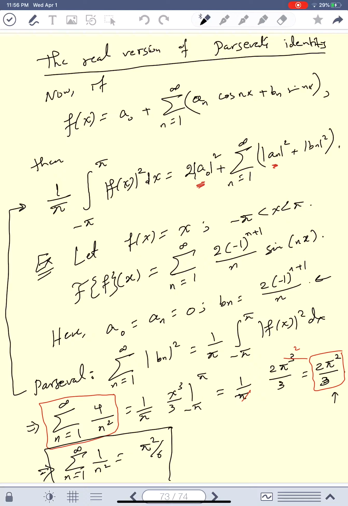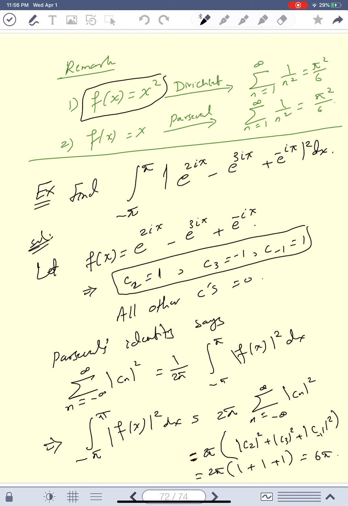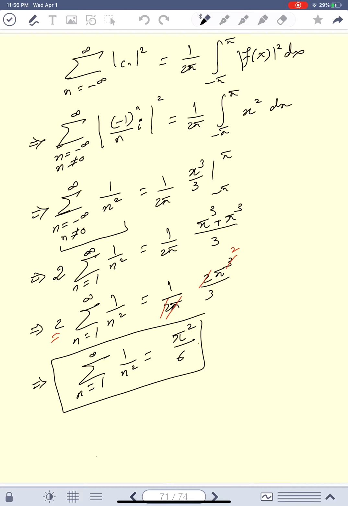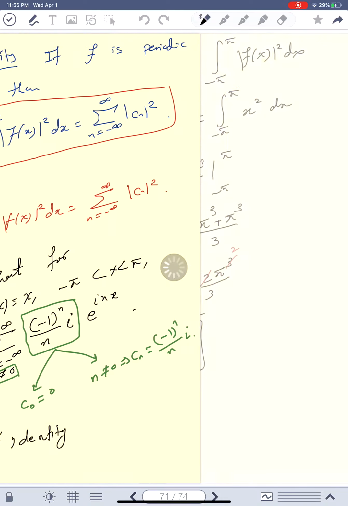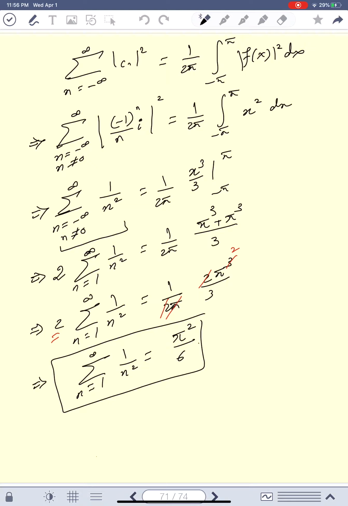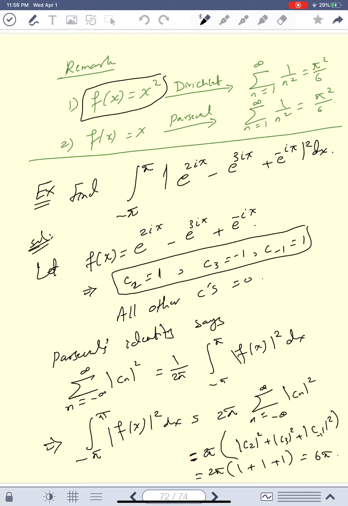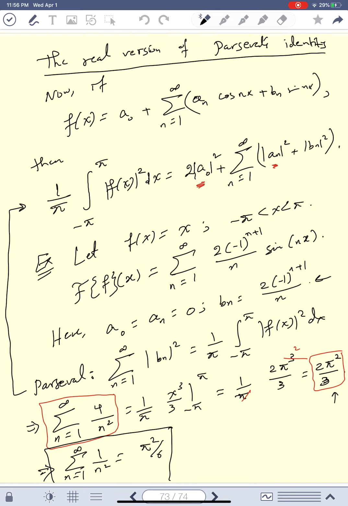So please, what was the idea of this example? Before this, we used the complex form of Parseval's identity on the function x. This was our function x. We applied the complex Parseval's identity. We found the sum of 1 over n squared. Then, after doing the real Fourier series, we applied the real Parseval's identity. We applied it on the same function x. We got the same sum.